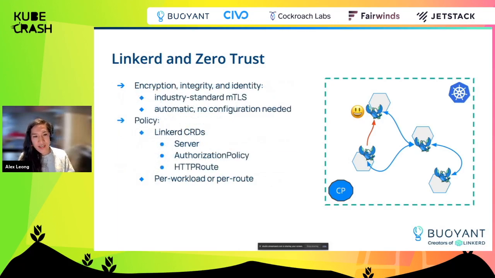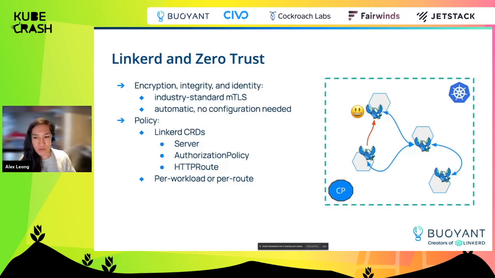And so encryption, integrity, and identity are all things that we get from the industry standard mutual TLS. So these connections are encrypted with TLS, and the M, the mutual part of TLS, means that both sides have to provide cryptographic identity and say, hey, here's who I am, and I can prove it cryptographically. And so both sides know who the other side is.